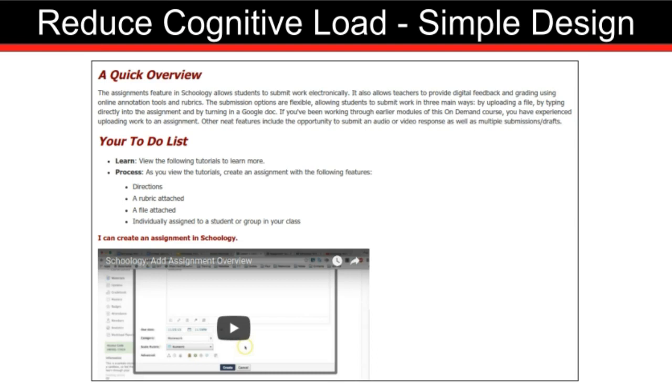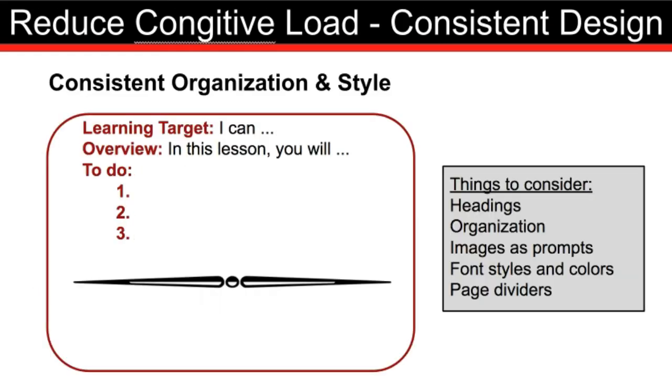So here's an example. This page just has about 3 sentences as a quick overview to what that lesson is, and then there's a to-do list. So the student knows exactly what things need to happen, and then notice even the videos are labeled with I can statements. It's just a consistent design that helps with the cognitive load. Again, consistent design is very important. In this case, notice it's always a learning target, an overview, and a to-do list. Just pick something that works for you and stay consistent.